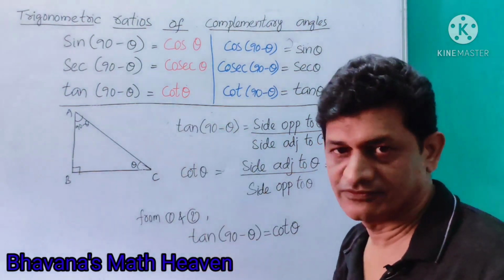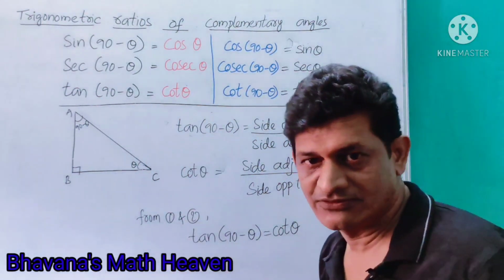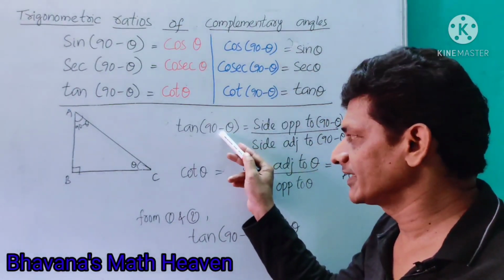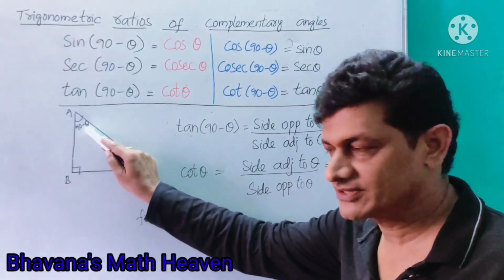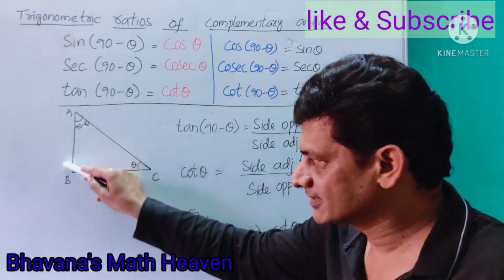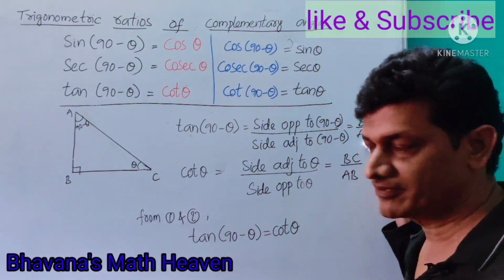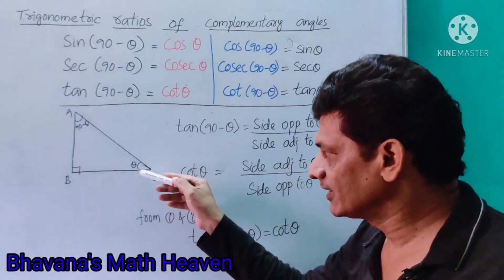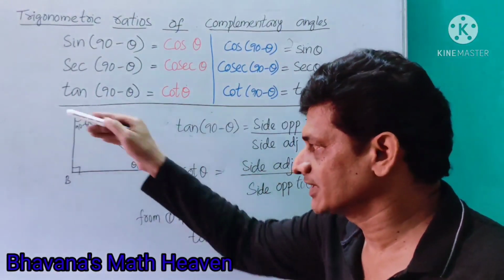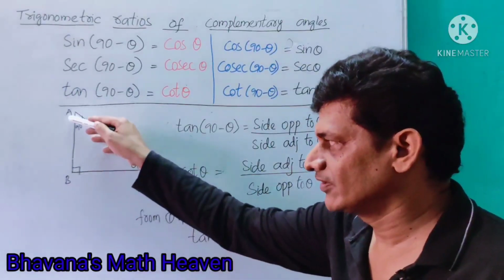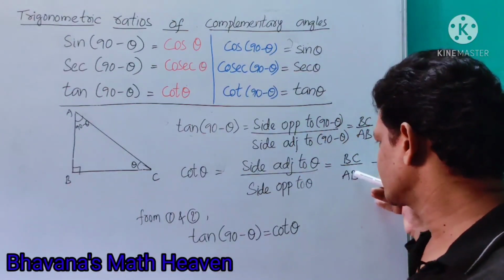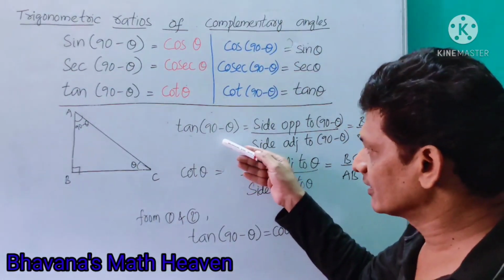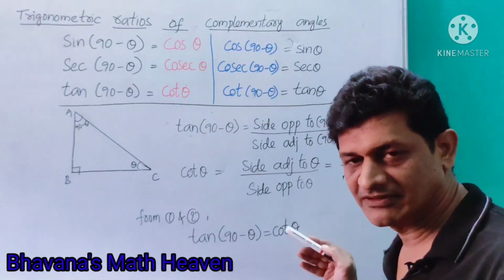Coming to the fifth ratio, tan of 90 minus theta equals cot theta. The definition of tan is opposite by adjacent. Now the angle is 90 minus theta. With respect to 90 minus theta, opposite side is BC, adjacent side is AB. So the ratio becomes BC by AB. Now cot theta, the definition of cot with respect to theta is adjacent side by opposite side. Adjacent side is BC, opposite side is AB. So this ratio becomes BC by AB. So check these two ratios, both are equal here. That's why we can conclude that tan of 90 minus theta equals cot theta.